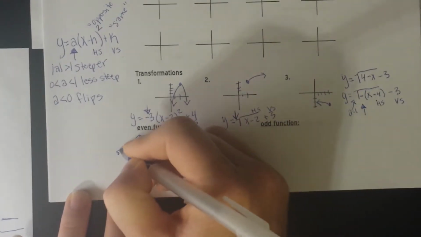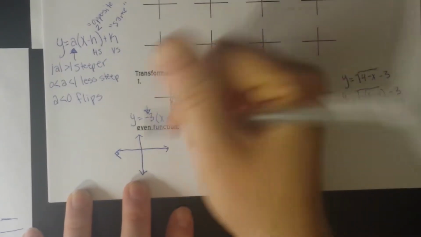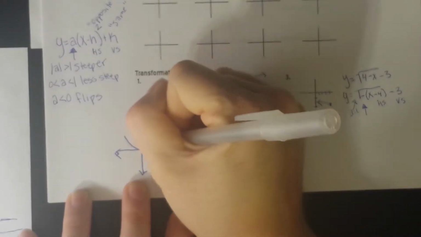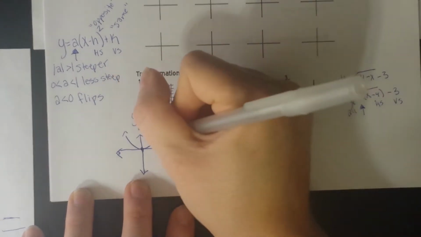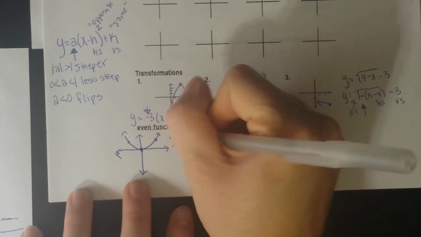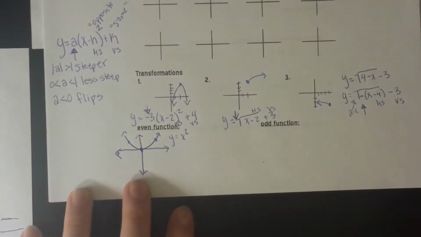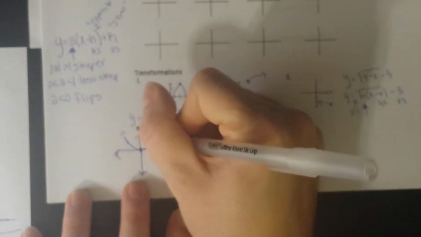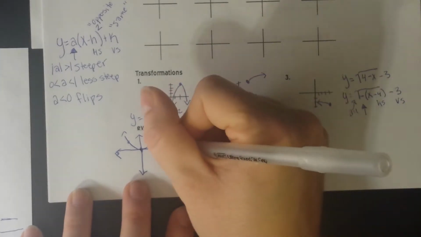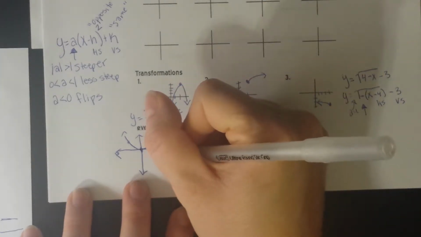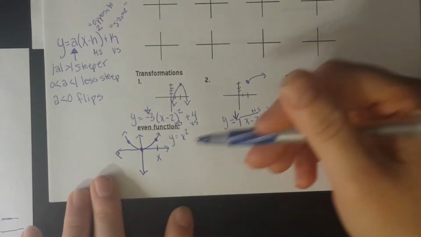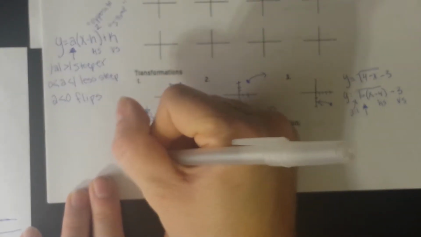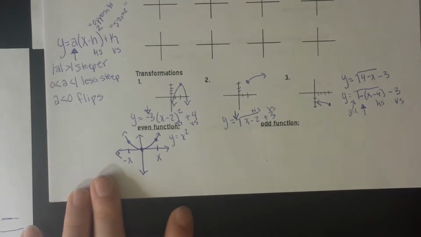An example of an even function is a quadratic function, like y equals x squared. It has a positive value, so say this is a positive x value. It has a negative x value of equal height right there.